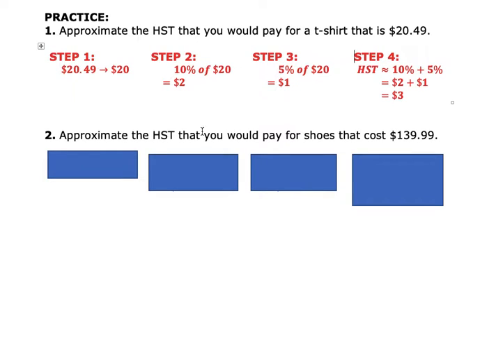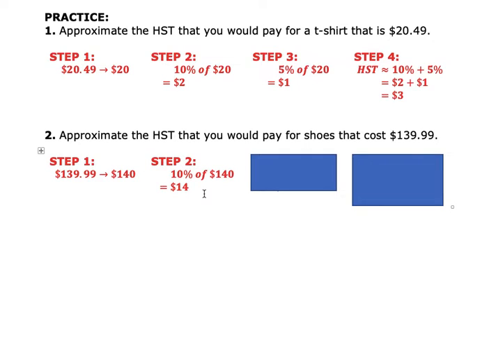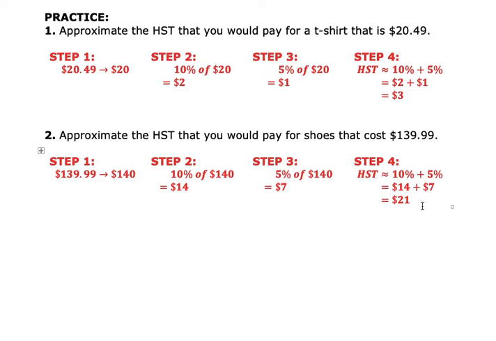Next, approximate the HST that you would pay for shoes that cost $139.99. The convenient value would be $140. So to the nearest dollar. And then 10% of this number is moving the decimal place over one space, $14. And then, to find 5%, we take half of 10%, which is half of 14, so $7. And then altogether, 10% plus 5% is the same as 14 plus 7. If you know your 7's times tables, that's easy to see that that is 21.